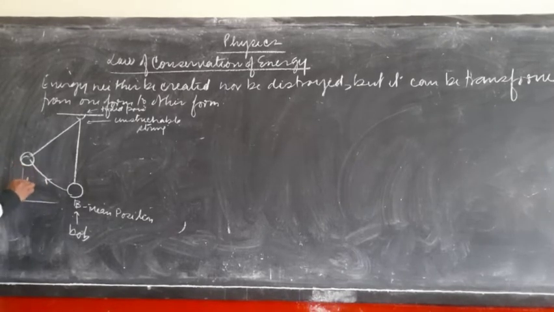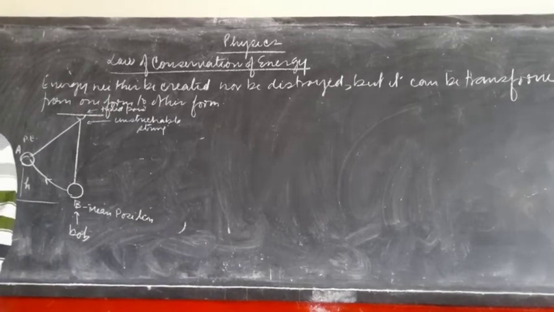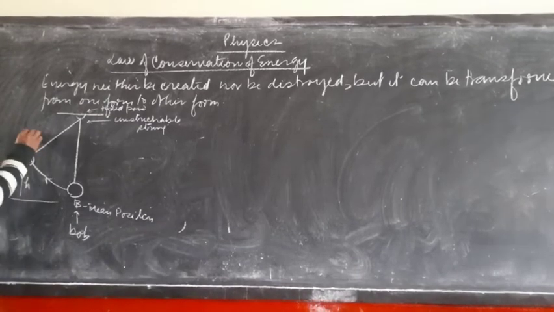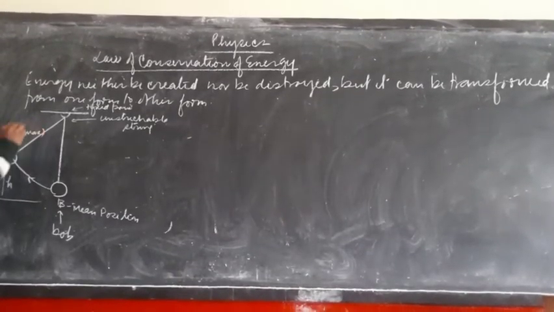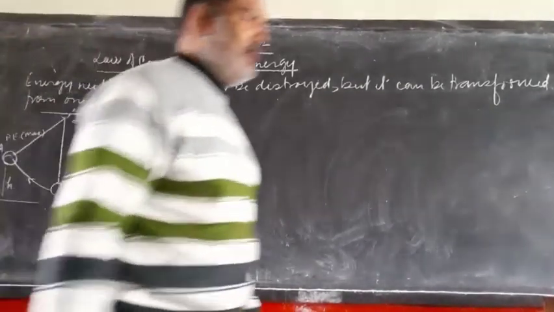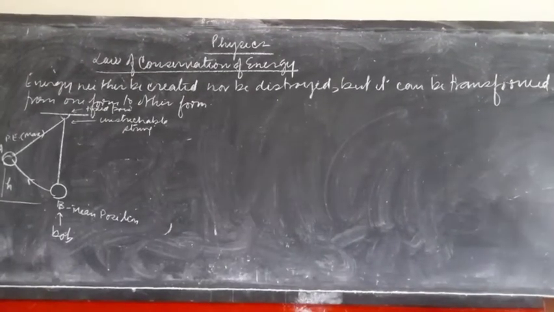to height h. Because of the change of place and position, this bob will attain some energy. Which energy? Potential energy, because of the change of place and position. Here the potential energy of the bob is maximum. Okay.